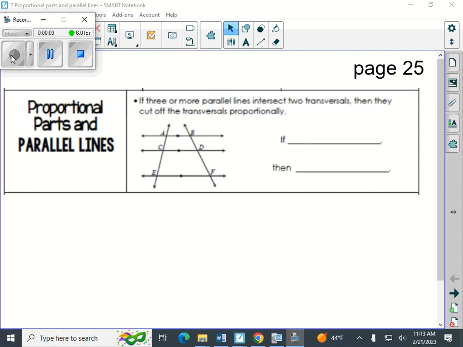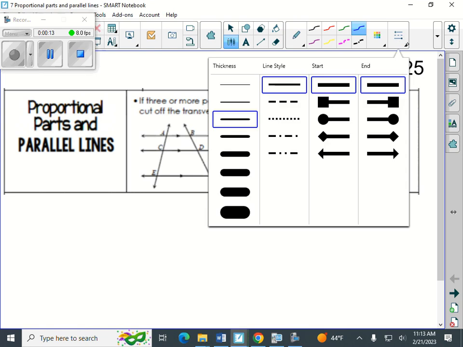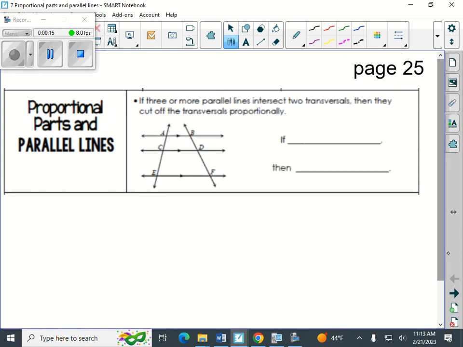We are on page 25 and we're looking at proportional parts and parallel lines. So first of all, proportional parts here says if three or more parallel lines intersect two transversals.